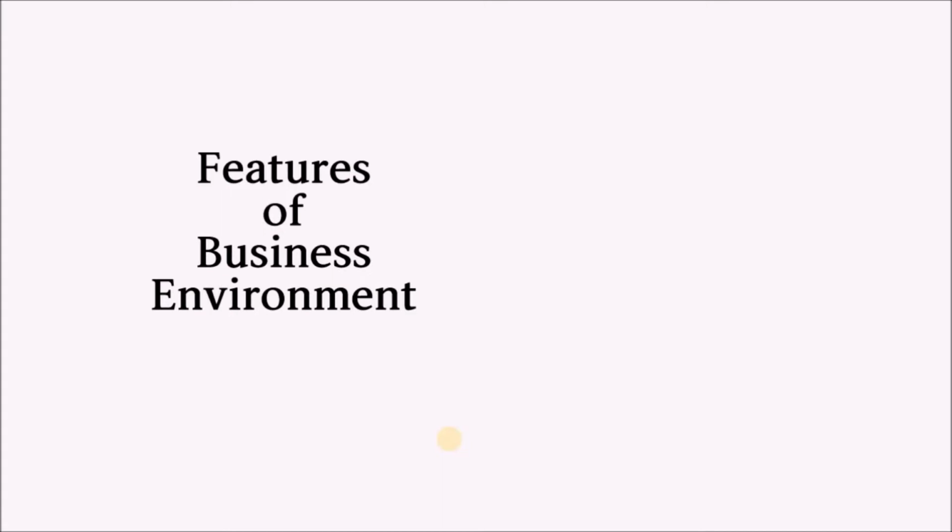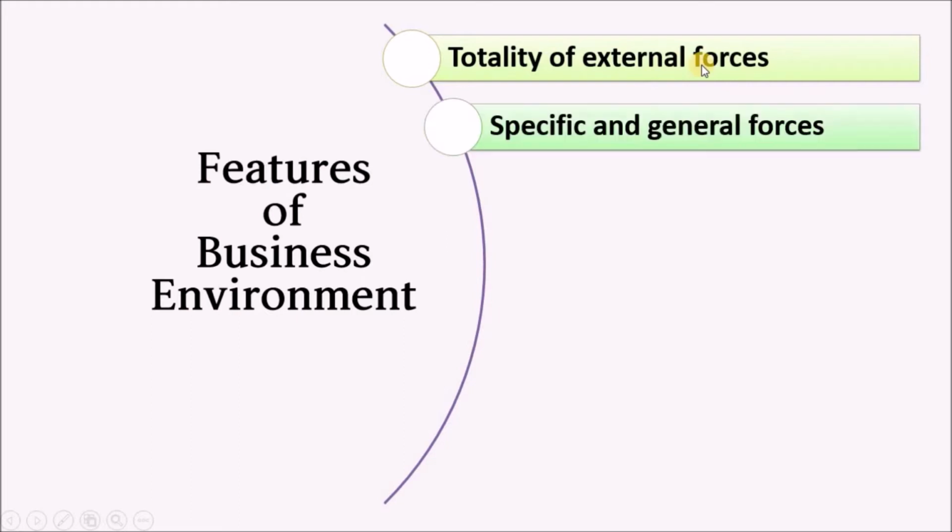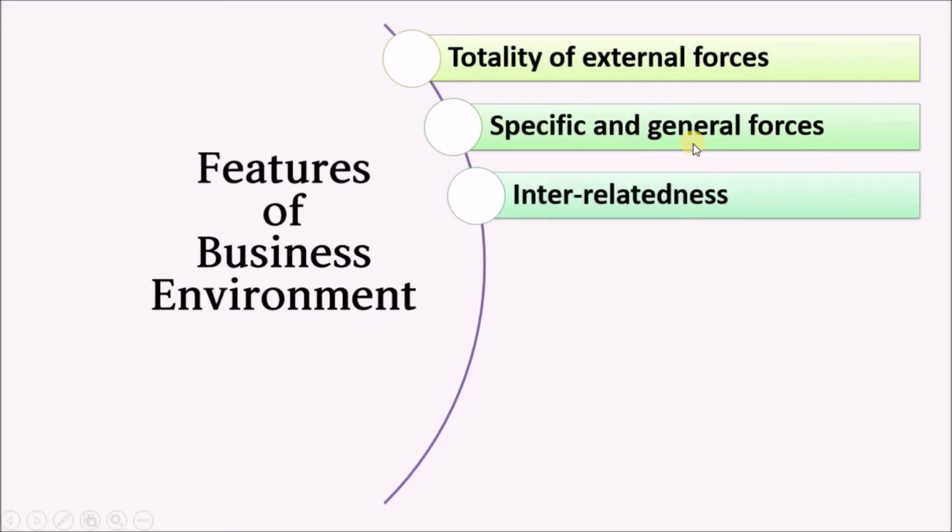So we have done the 7 features. First is totality of external forces that I have told you. Business environment is not one thing, it is actually a total of all the external forces which are there. Second, it has 2 forces, specific and general. Which affect your business directly is specific, and which affect your business indirectly is general force. Next is interrelatedness. So you know that all the forces of business environment are interrelated and interlinked. Change in one will lead to change in another.